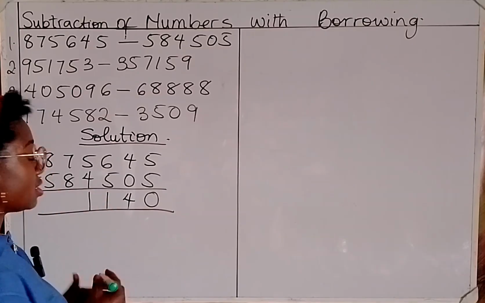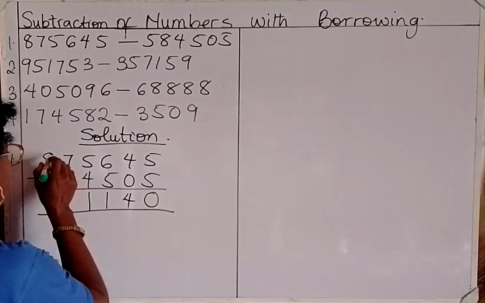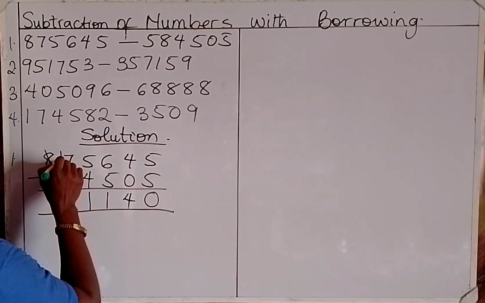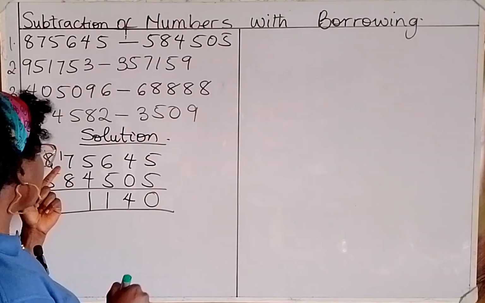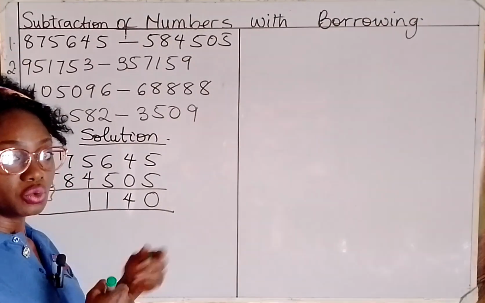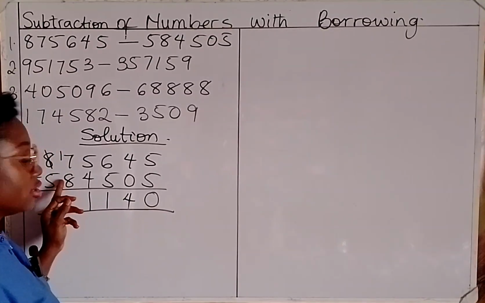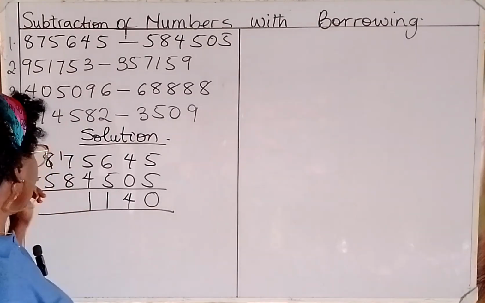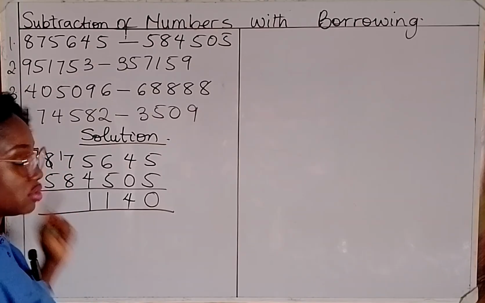7 take away 8 is impossible. Now what do we do from here? We're going to borrow from 8. Borrow 1 from 8, add it to 7 to make it 17. Now in this case, it's going to be 17, which forms a whole number that is greater than the number you're subtracting with. Then here we're left with how many? 7. When we take away 1 from 8, we're left with 7.